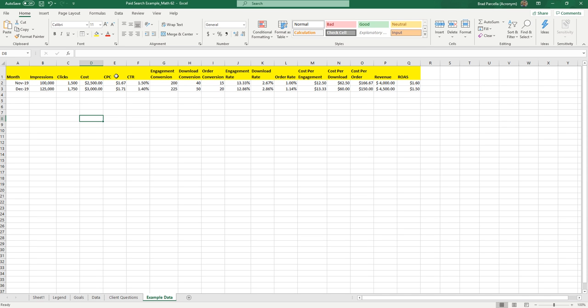A lot of the time they'll give you goals around cost per click and say, I don't want to spend more than $2 per click. They'll give you goals around click-through rate. They'll want you to be more relevant, so they'll want you to keep your click-through rate, for example, above 1.25%. They'll certainly have goals around conversion types. They want you to hit a certain rate, right? They want you to say engagement should be more than 10%, downloads more than 2%, and so on and so forth.